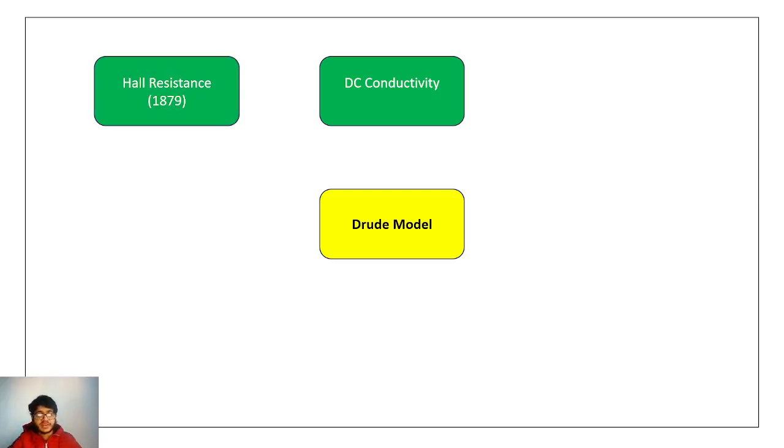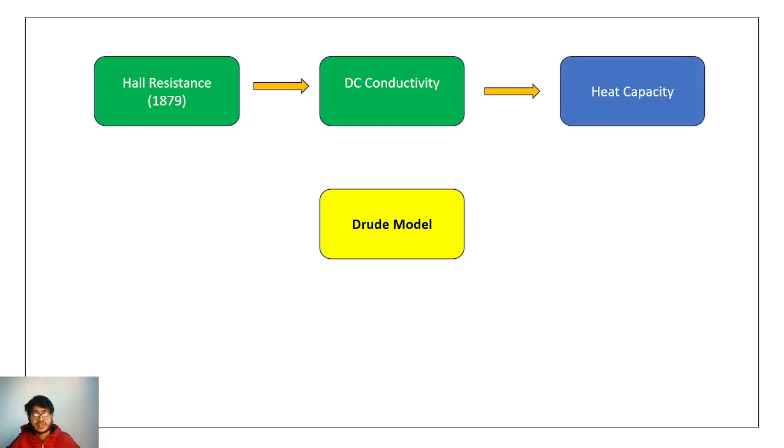more or less correctly. Later, it was seen that for certain materials it's off, but it was pretty much good for certain materials. And so after the Hall resistance came DC conductivity. Then we have the heat capacity, that is the massive failure of the Drude model. So the heat capacity was completely wrong. The Drude model was not able to predict the heat capacity correctly.